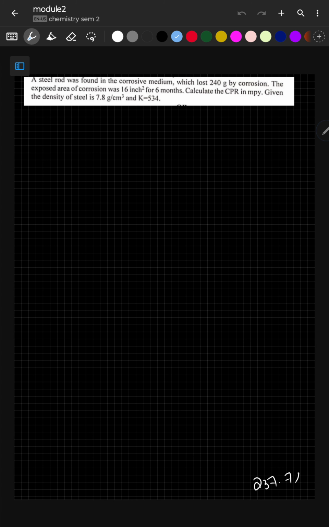This one I think was the first or second question. This is not done, is it? Okay, I think it's not done. Let's do this question. A steel rod was found in the corrosive medium which lost weight of 40 gram by corrosion. The exposed area of the corrosion was 16 inch square for time period 6 months. Calculate CPR in MPy. In MPy, KWDAT, let's write.